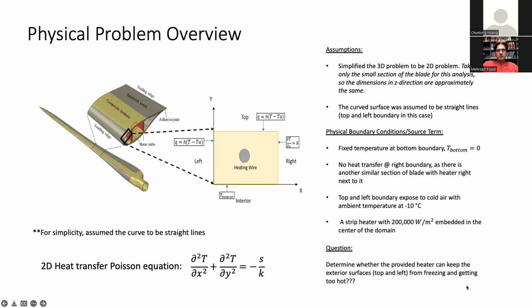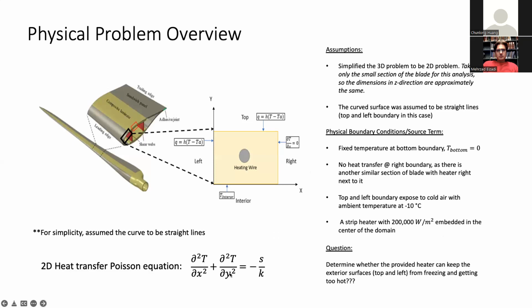And we also don't want the exterior surface to be too hot. The heater we're using here is about 200,000 watts per meter squared. The top and the left boundary are exposed to the ambient temperature, which is -10°C here. And the bottom boundary has a fixed temperature of 0°C.